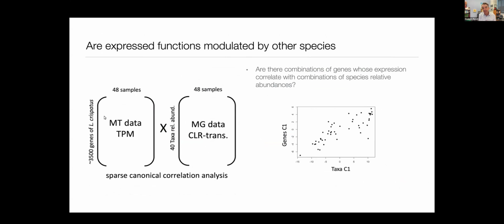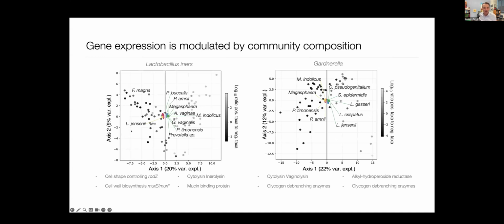The other thing that's also very important is asking the question: are those expressed functions modulated by other species? Basically, what we're trying to say is, if you have, let's say, Lactobacillus iners in the presence of other lactobacillus, is it expressing different genes compared to if Lactobacillus iners is cohabiting the vagina with Gardnerella, for example? So we did this sparse canonical analysis of metatranscriptome and metagenomic data. And what we found is that, yes, genes for each species are modulated by the composition of the community. Here for Lactobacillus iners, you can see that when it's in the presence of Lactobacillus jensenii, it's expressing one set of genes, and when it's present with anaerobes, for example, it's expressing a different set of genes, including mucin binding protein as well as cytolysin and neurolysin, which is very similar to vaginolysin in Gardnerella, so a cytotoxin.